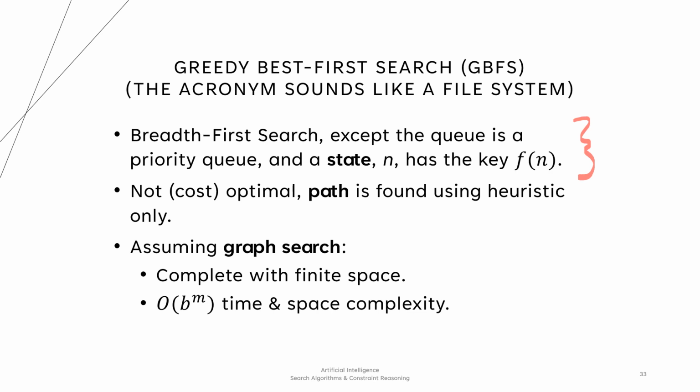But this is a graph search, so we're remembering all the places that we've been to. It's just that Q that we used in breadth first search, we're replacing that with a priority queue, where the key is the value of the heuristic function for a state. So we're going best heuristic first for how we process our nodes. And assuming this graph search, it is complete within a finite space, and it has a b to the power of m time and space complexity.